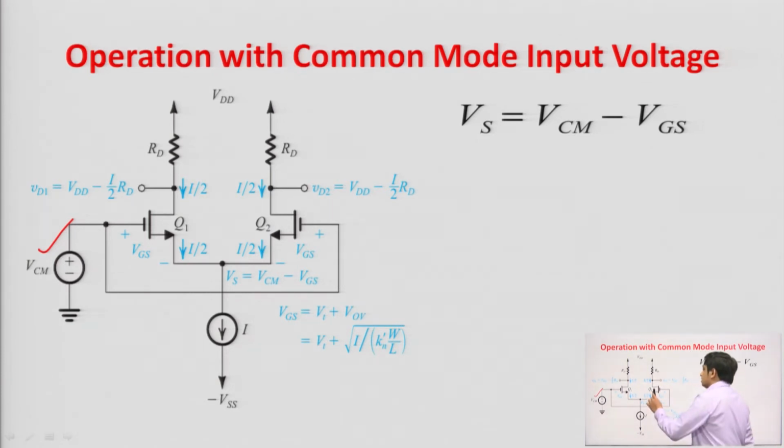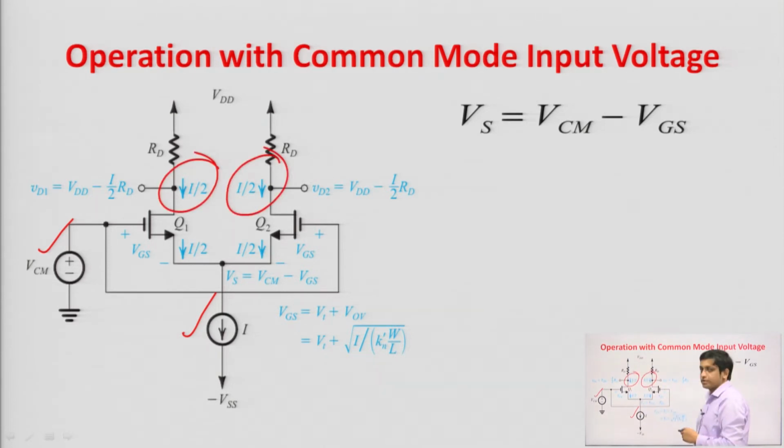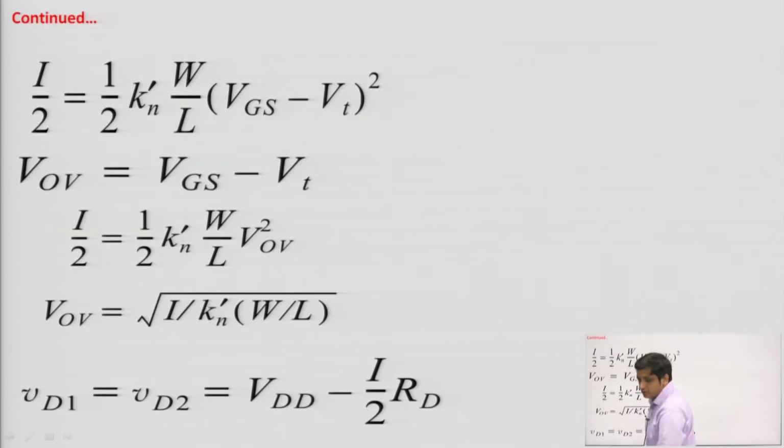Now, see, the criteria is that Q1 and Q2 should be in saturation region and Q1 and Q2 should be matched transistors. If that is happening, then if the current is I, the equal current will flow through Q1 and Q2 transistor. It means that I by 2 will flow through Q1 transistor and another I by 2 will flow through Q2 transistor, provided that Q1 and Q2 are in saturation region, right, and of course, matched transistors.